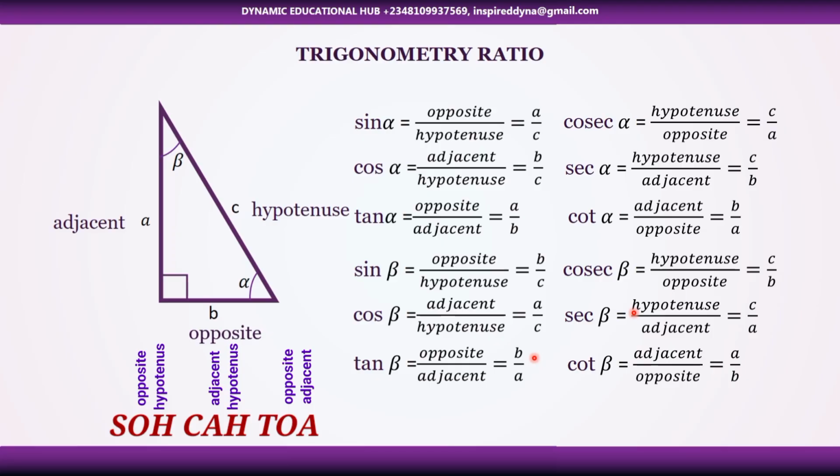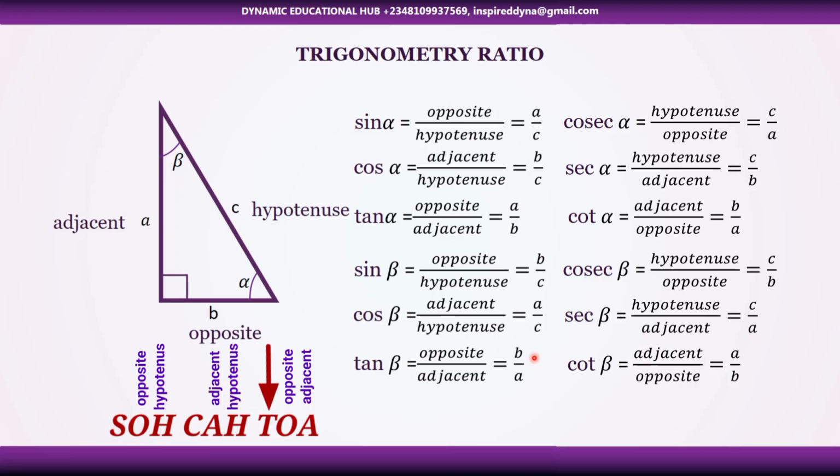A popular name that we use for remembering all these trig ratios, for the normal trig ratios that we are familiar with, which are sine, cosine, and tangent, is SOH CAH TOA. Why? SOH means sine is equal to opposite over hypotenuse. Cosine, which is CAH, means adjacent over hypotenuse.